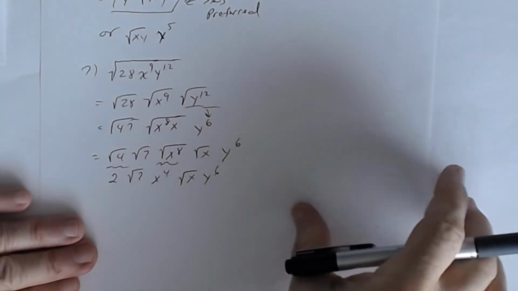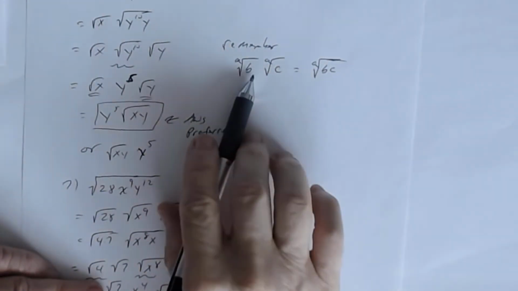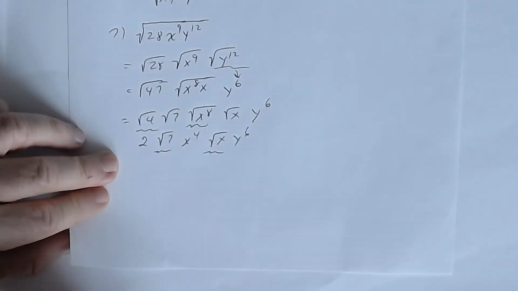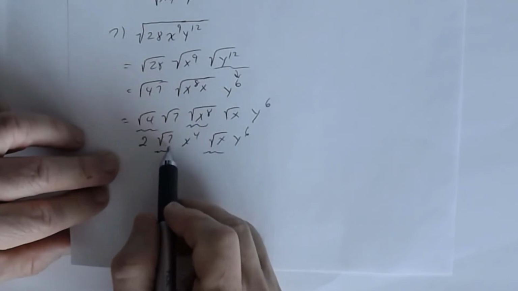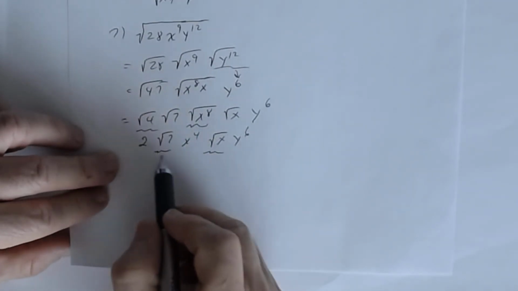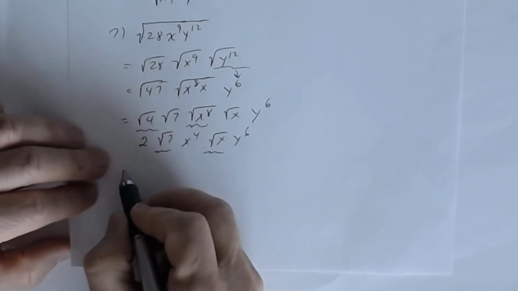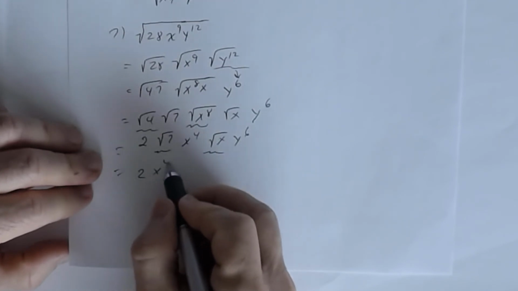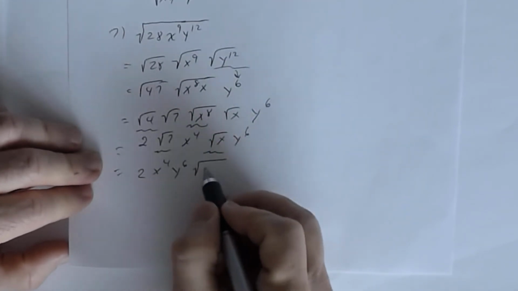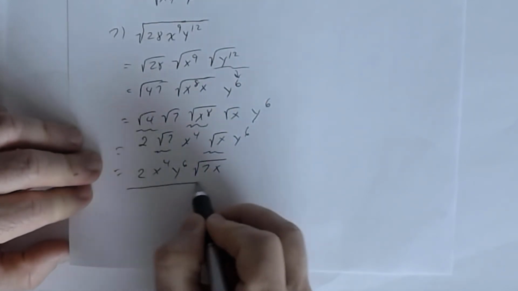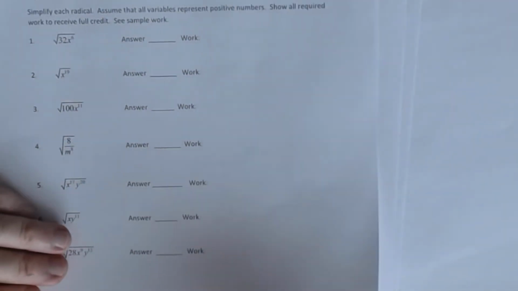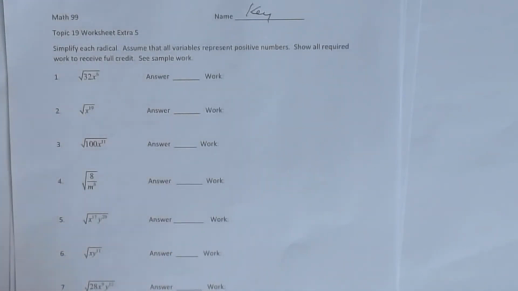Now remember our property right here. You have to use it. See this? I have the square root of 7 and the square root of x, so the indices are the same, and I can write this as a product under one radical instead of two. So our answer is, and we always put that at the end, 2 x to the 4th, y to the 6th, times the square root of 7x. That's the answer. So that is the key to this worksheet.